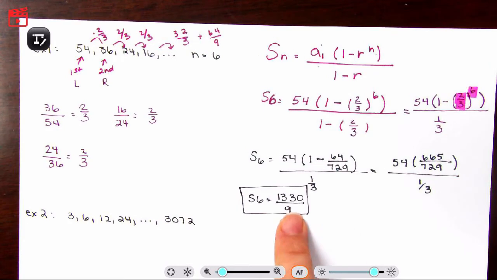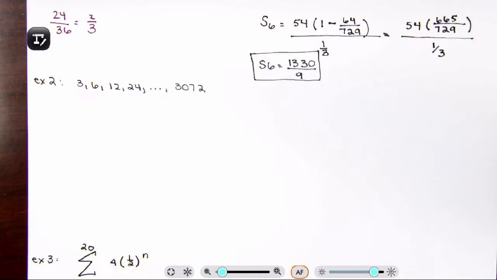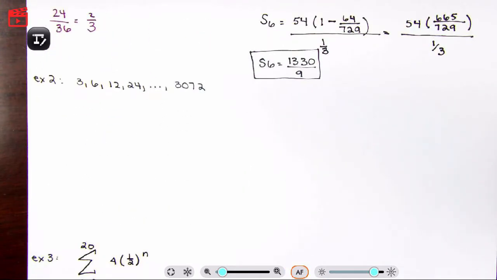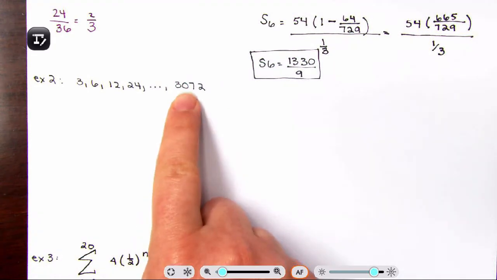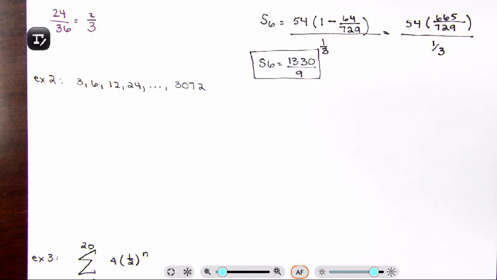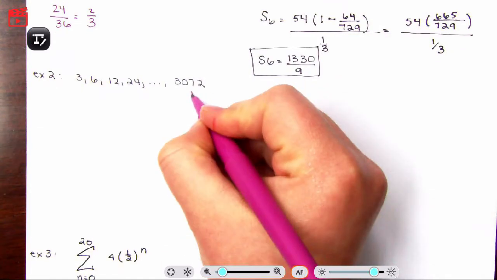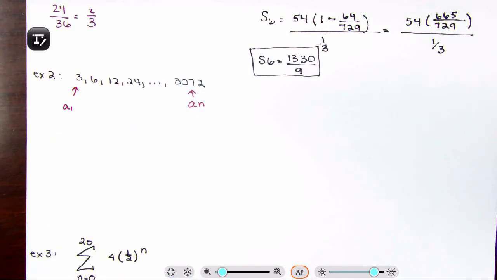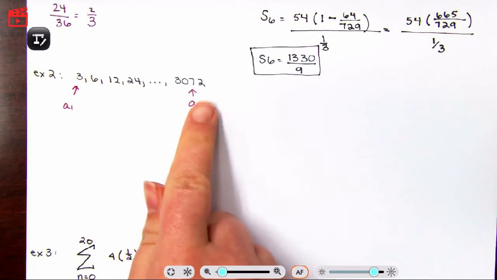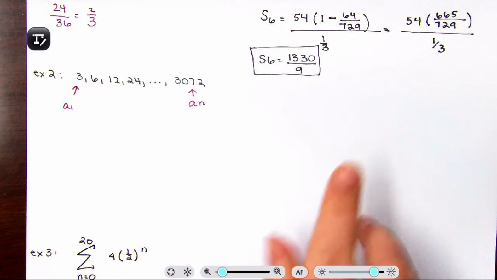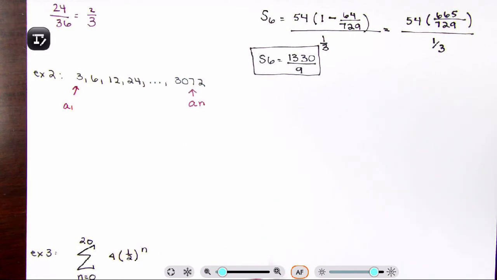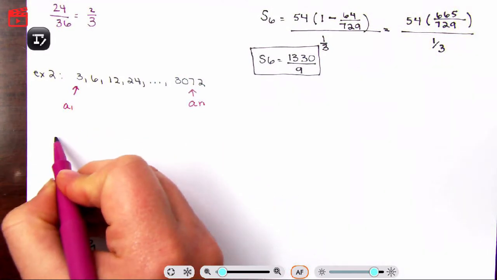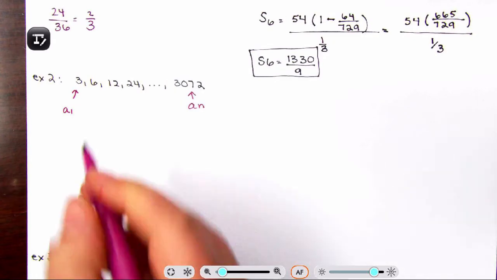Okay, let's go ahead and go to example number 2. This time, they don't give us what the term number is, the last term. They give us the actual number. So they don't give us the position of this number. So this is your a sub n. They do give us the first term, which is your a sub 1. So we're going to have to figure out what position this is in order to find out what your summative is. So in this case, we're going to have to go back to geometric sequences.